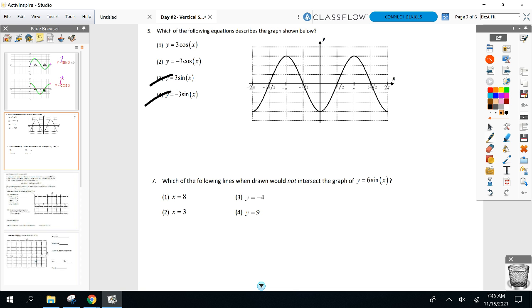Where does cosine usually start? Let's think about this. At the max, right? Where's this one starting? At the minimum, right? So what happened? What effect did I have to throw onto the equation instead of starting at the max, starting at the minimum? I had to throw in a negative. And if you count the units, it's 1, 2, 3. All right, so that's why it's choice 2 over choice 1.